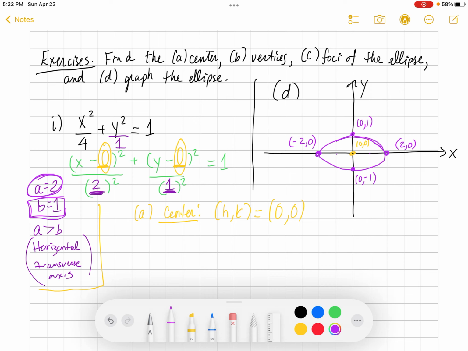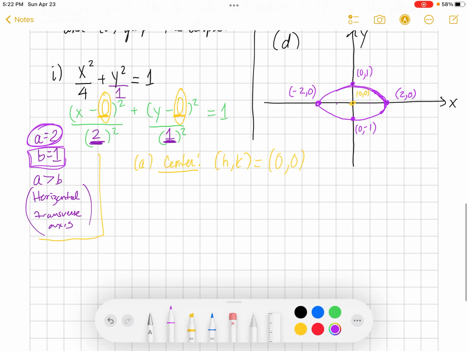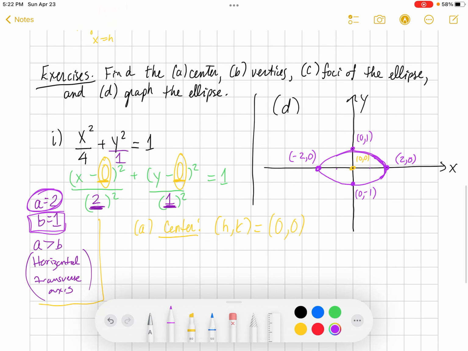So now we're going to draw an ellipse connecting those. An ellipse is like a circle, but it's stretched out along one of the axes. In this case, you can see it's stretched out along the x-axis. It's longer along the x-axis, and that's because the a, which was 2, is bigger than the b, which was 1. There's a picture of my ellipse.